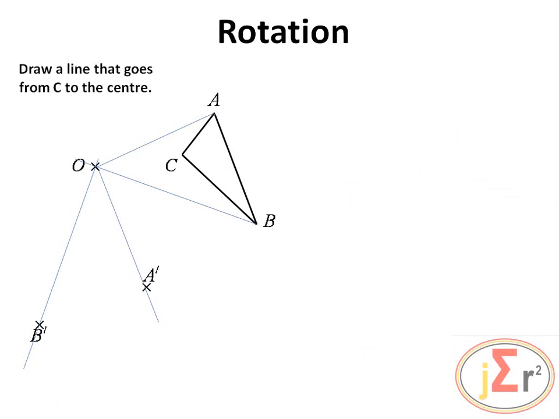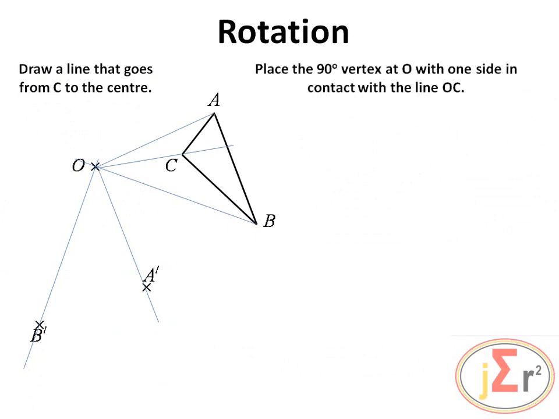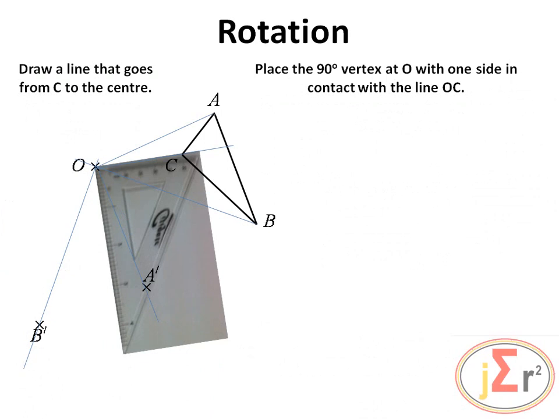We may not use a protractor to rotate this one. We may use a set square, but let's see. That's our set square. So we are going to place the 90 degrees vertex at the center of rotation. And of course, because we want a 90 degrees that goes from C to the image of C, we are going to use one of the edges of the 90 degrees vertex, which is this one in this particular case, and then the other 90 degrees edge will go in this direction.